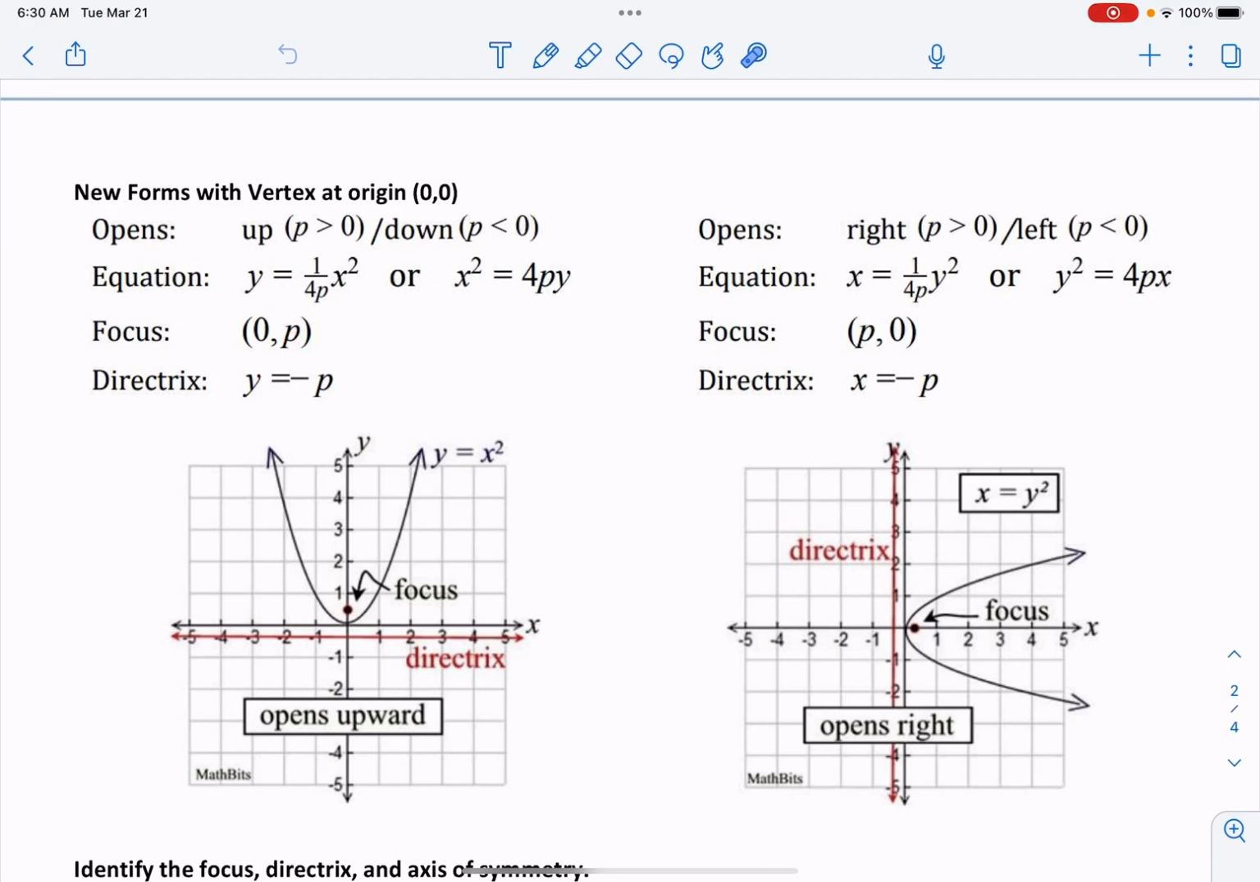And then if it opens up and down, that means the directrix has to be horizontal, and that would be y is equal to the opposite of p. If this opens right or left, then the directrix is going to be vertical. And again, this time the equation of a vertical line is x is equal to the opposite of p. So we're going to keep that in mind every single time we do these problems.